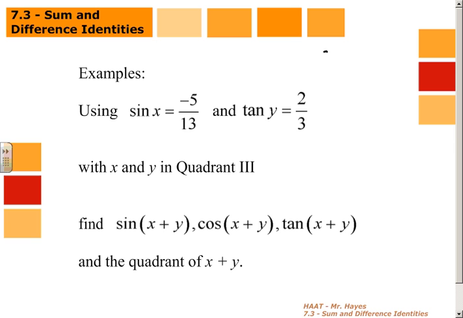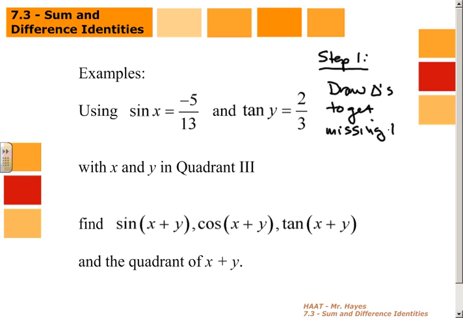Step 1, draw your triangles. So draw triangles to get the missing trig functions. Now, I'm not going to go into great detail because we covered this in Chapter 5. We reviewed it in Chapter 6. We reviewed it again here in Chapter 7. All of this stuff you may have done at the end of Algebra 1, but for sure did in the right triangle trig unit last year in geometry, whether it was honors or regular.